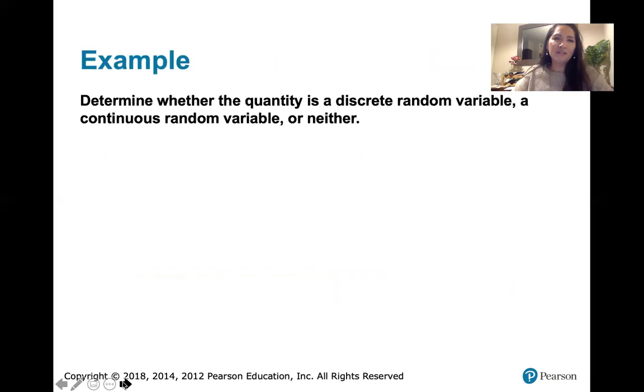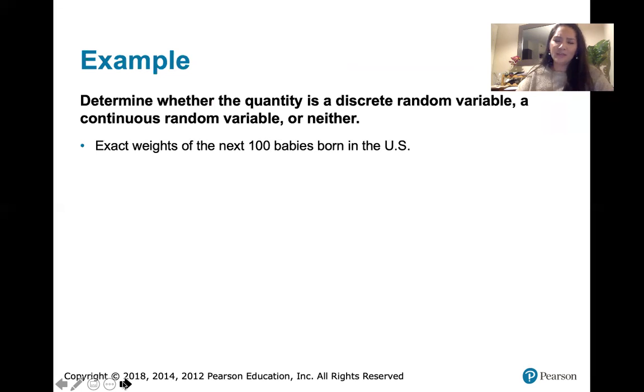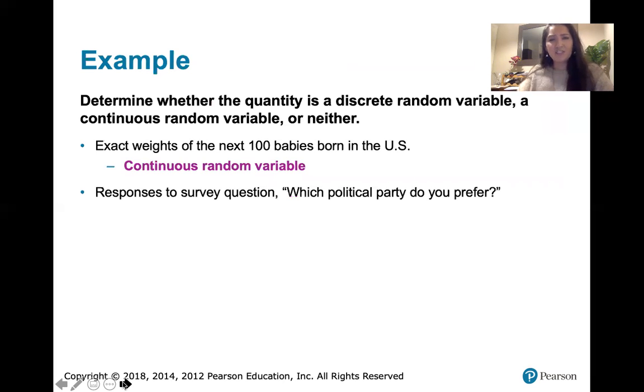Now here's an example. We're asked to determine whether a quantity is a discrete random variable, a continuous random variable, or neither. And here's the quantity. First, we've got exact weights of the next 100 babies born in the United States. Well, we're talking about weights. Weights can be found over a range of values. So that's a continuous random variable. Now we've got responses to a survey question. Which political party do you prefer? Well, the answers would be political parties. They wouldn't be numbers. Since it's not numerical data, it is neither a discrete random variable nor a continuous random variable.